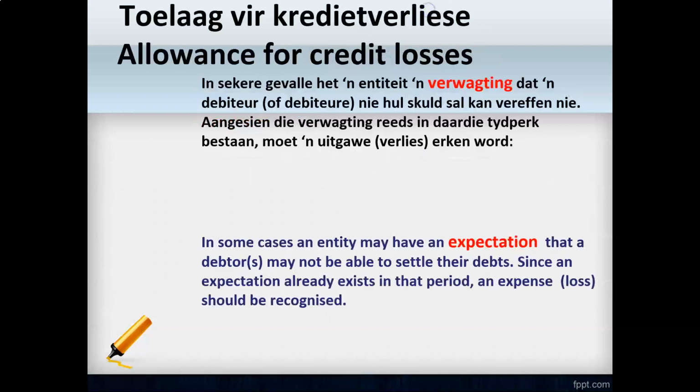Now, in a case like that, we are going to create an allowance for credit losses. So when there's an expectation, it's not for sure, but there's all indications, there's the expectation that the debtor is not able to settle his debt, I'm going to create this allowance for credit losses. How am I going to do that? Now, let's say this guy owes us 10,000 Rand.